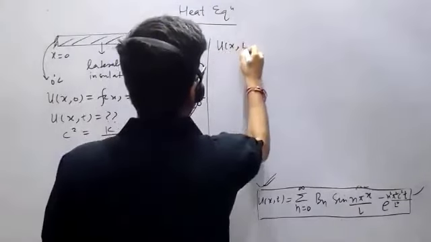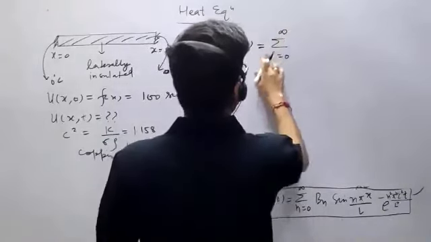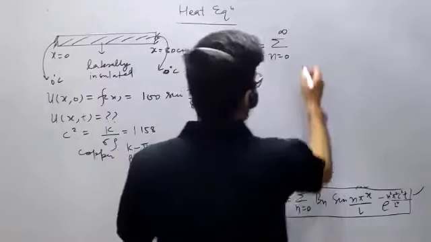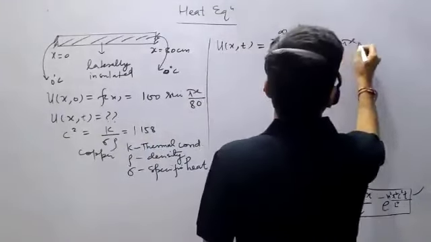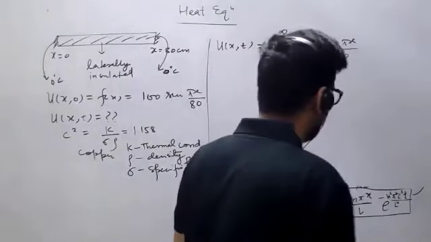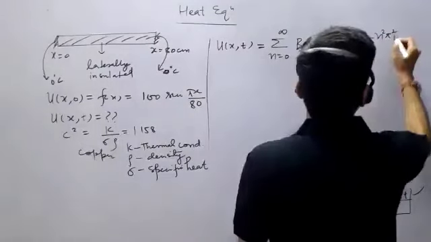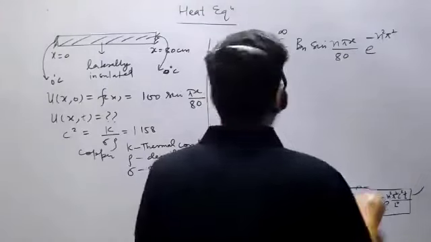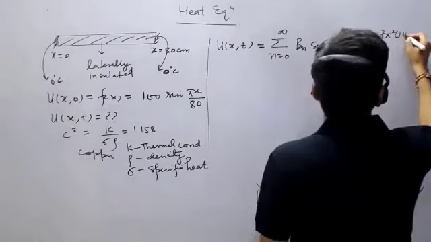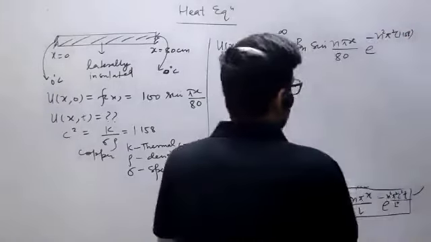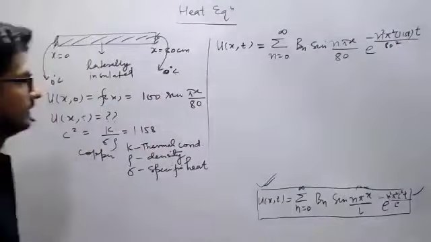So let me write the profile. U of x comma t is equal to, write this, summation n is equal to 1 to infinity, bn sine of n pi x by L, e to the power minus n square pi square c square t by L square, where c square is 1.158 and L is 80. This is the situation.